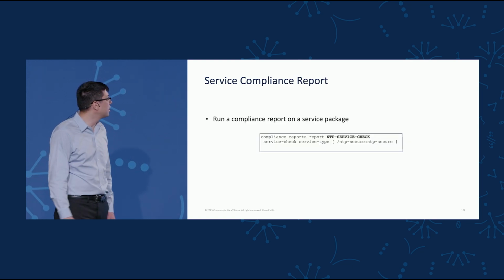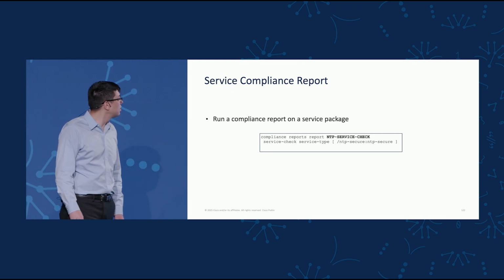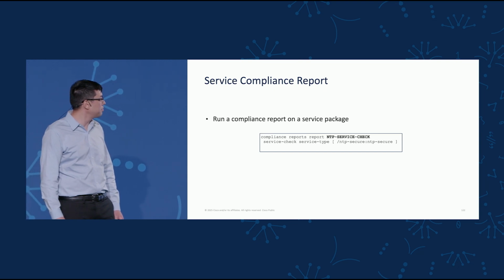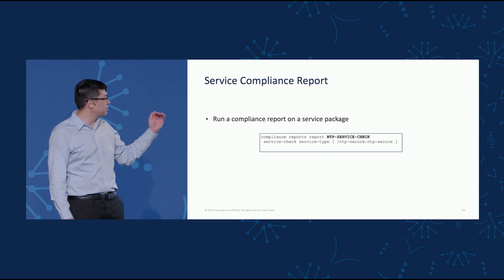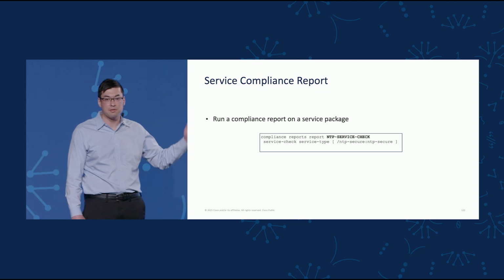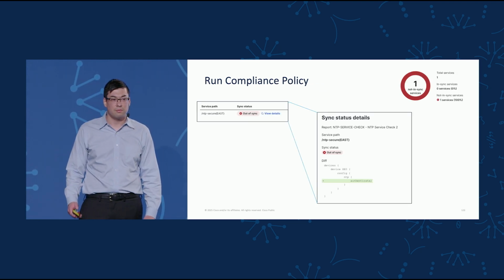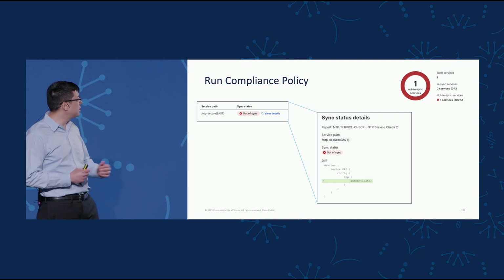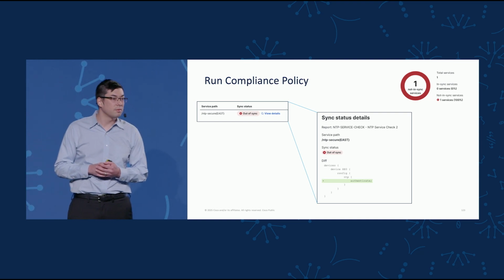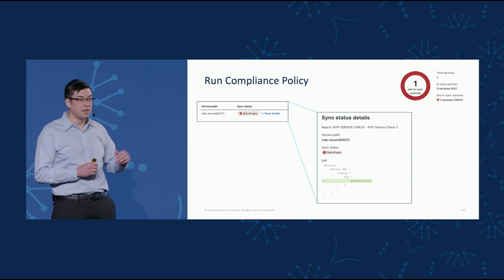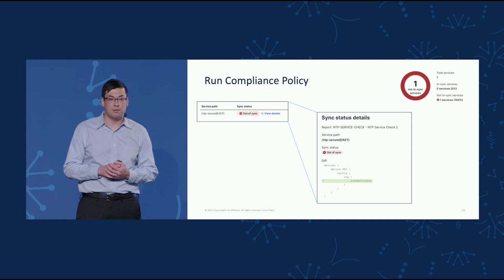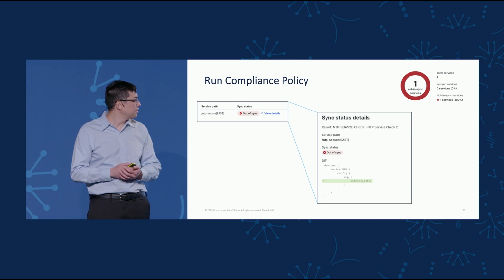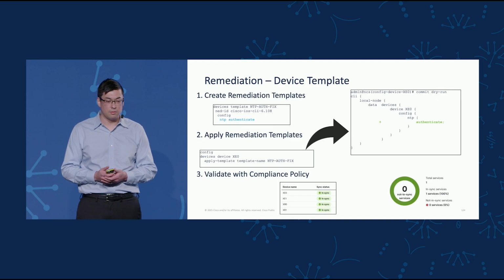Let's go ahead and define a service compliance report. In this case, the same construct: we create the compliance report name, we specify a service check and the service type with the XPath to the service. We go ahead and run our compliance report. As we can see here, our service is out of sync. We're missing NTP authenticate, whether somebody removed it or it was missing from the configuration. Our service now is non-compliant.